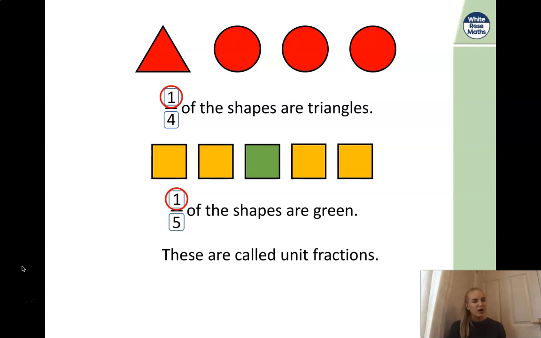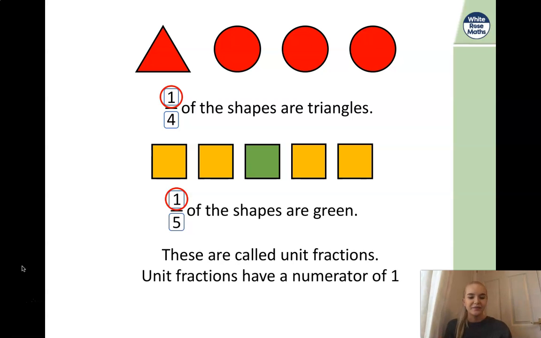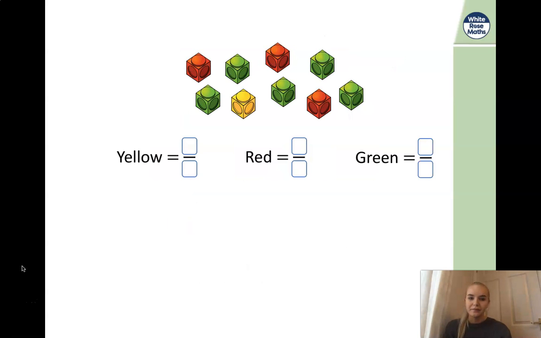Can you have a think? Well, what might be considered a non-unit fraction in that case? Have a think. So unit fractions always have a numerator of 1. Let's have a look at these cubes. We want to find out the fractions of the yellow cube, the red cubes, and the green cubes.